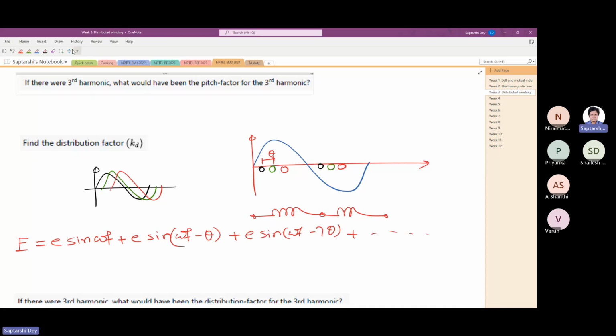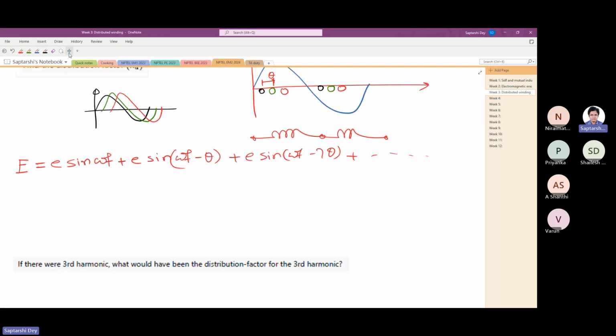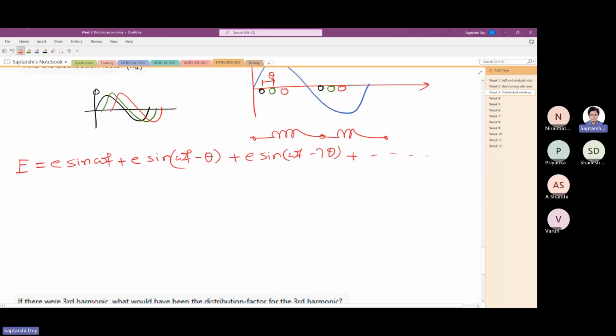Now vectorially, if we see, we know that this kind of problems we can solve in phasor diagram or vectors. So if it is, say, E for coil 1, for coil 2, so it lags by theta.